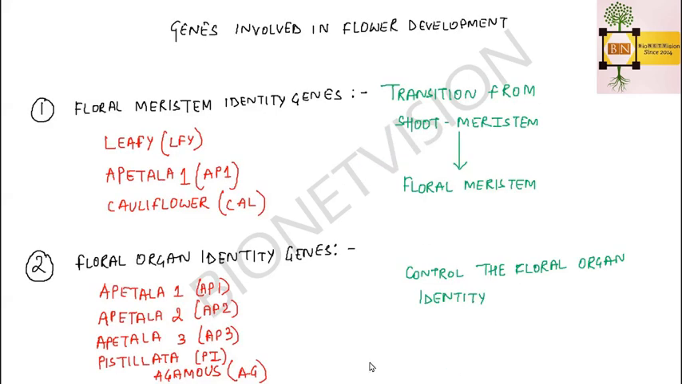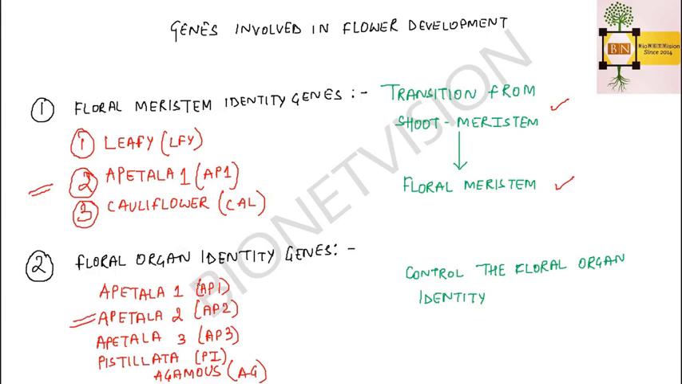Now, please focus and give your all concentration to this slide. It says that floral meristem identity genes are the genes which help in the transition from shoot meristem to floral meristem. Clear? The examples include number 1 Leafy, number 2 Apetala 1, number 3 Cauliflower. Now you can see that Apetala 1 is repeated under floral organ identity genes also. Please remember Apetala 1 is under floral meristem identity, and it is also under floral organ identity.